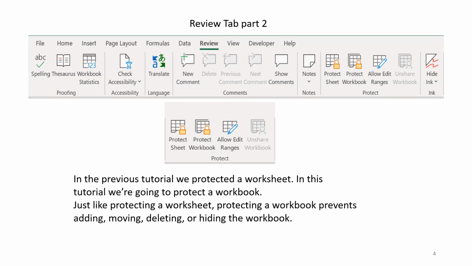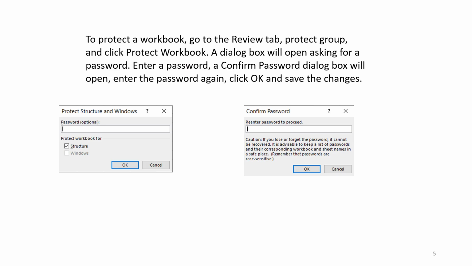Review tab, Part 2. In the previous tutorial, we protected a worksheet. In this tutorial, we're going to protect a workbook. Just like protecting a worksheet, protecting a workbook prevents adding, moving, deleting, or hiding the workbook. To protect a workbook, go to the Review tab, Protect Group, and click Protect Workbook.